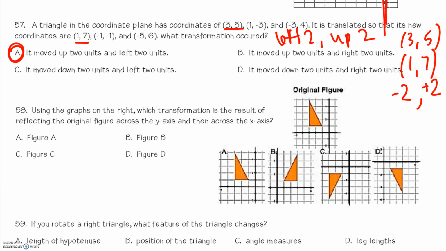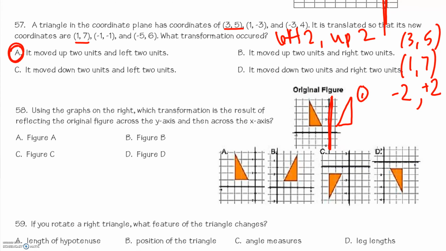58. Using the graphs on the right, which transformation is the result of reflecting the original figure across the y-axis and then the x-axis? So I'm just going to kind of sketch over here. So if this is the y-axis, if I flip over that first, what ends up happening is this triangle does something kind of like this. That was the first one.